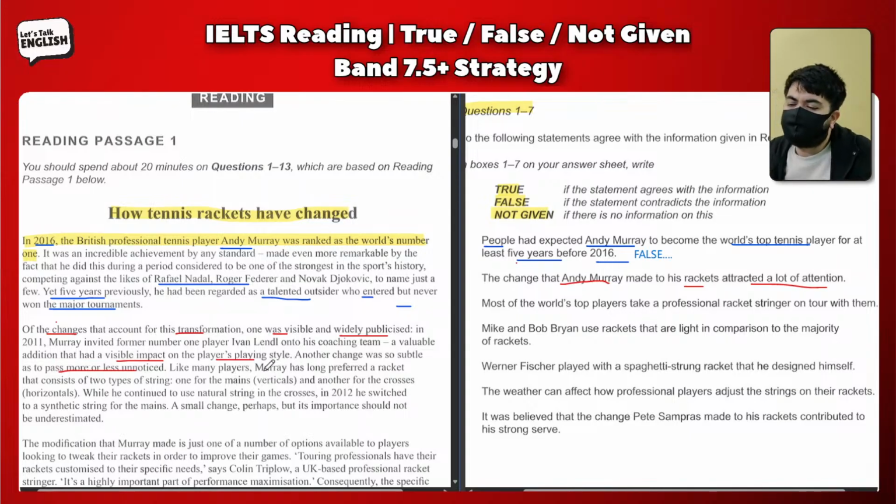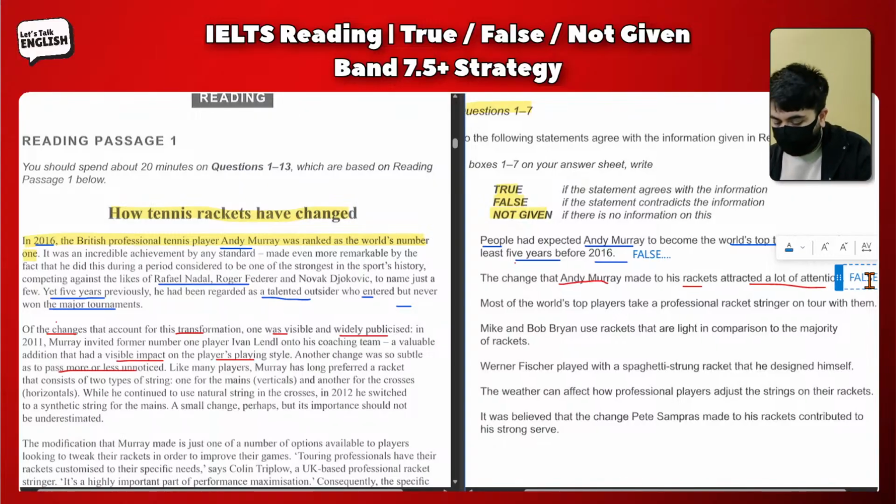Okay, so whatever changes he made, he did make some changes, but they have not invited any significant attention. So yes, it went unnoticed. First of all, it is given, and second, it is saying the opposite thing. So therefore, the answer here also is false. Let me turn on the caps lock.